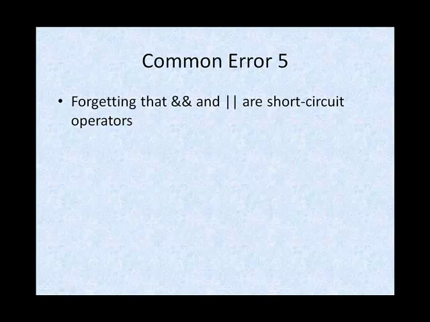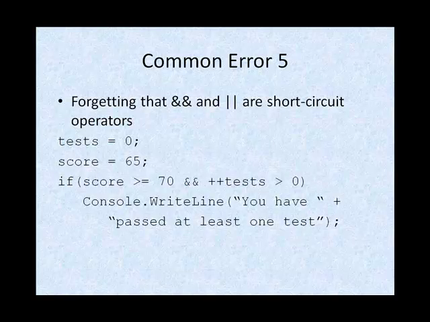Another common error is forgetting that the and and or are short-circuit operators. That means when you use and or or, an expression is evaluated only as far as it needs to be to determine whether the whole expression is true or false. For example, assume you start out with a student having taken 0 tests, and then the student takes a test and gets a score of 65. You could write a statement like this: if score is greater than or equal to 70, and adding 1 to the tests is now greater than 0, you can output you have passed at least 1 test.